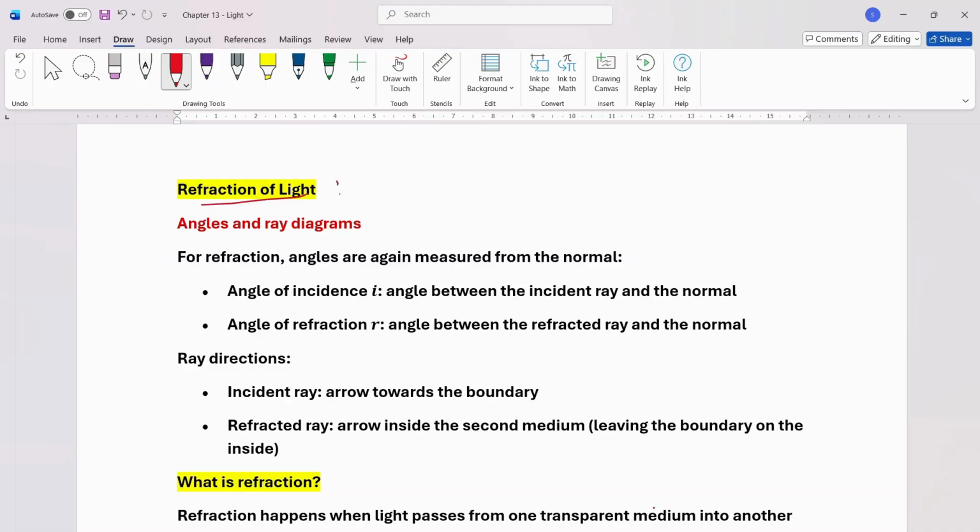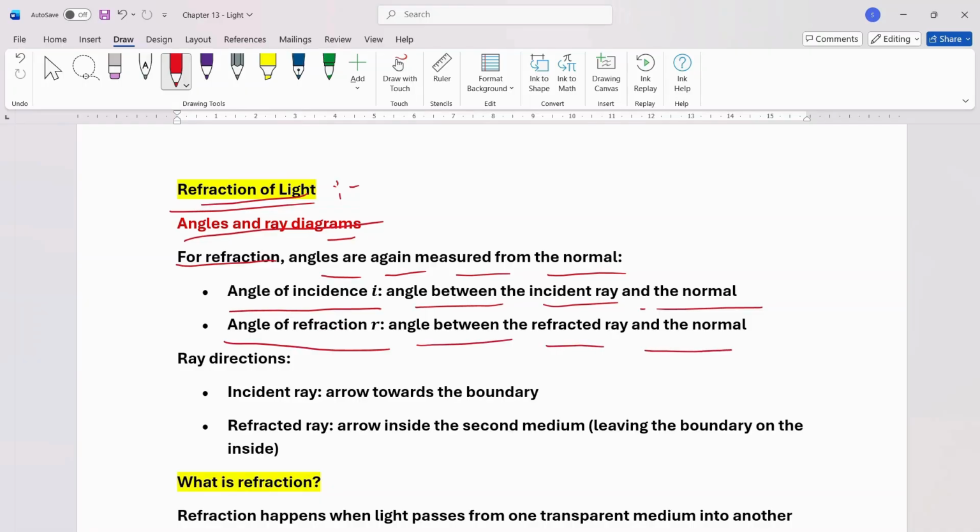Now let's discuss our second topic: refraction of light, angles and ray diagrams. For refraction, angles are again measured from the normal. Angle of incidence: the angle between the incident ray and the normal. Angle of refraction: the angle between the refracted ray and the normal. Ray directions: the incident ray arrow points towards the boundary. The refracted ray arrow is inside the second medium, leaving the boundary on the inside.